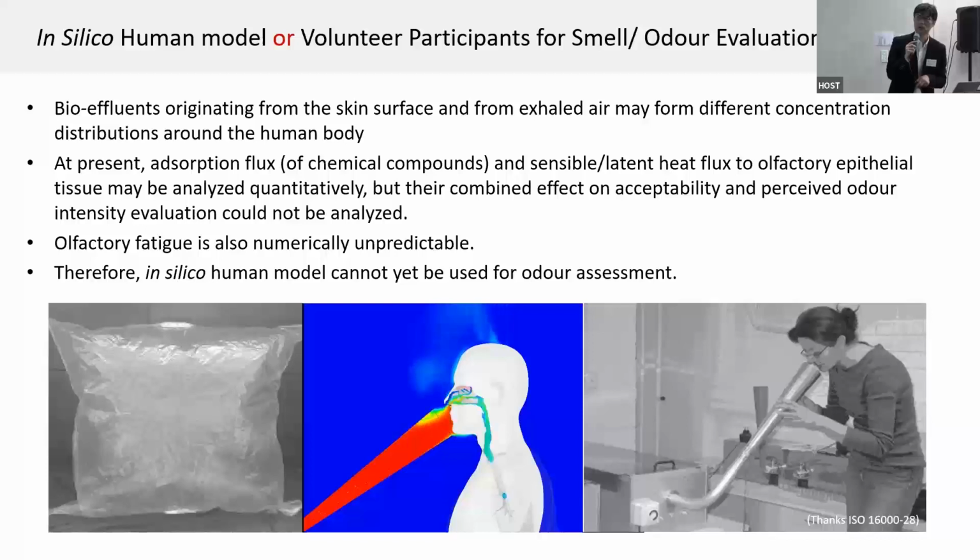At present, adsorption flux of chemical compounds and sensible and latent heat flux to olfactory epithelial tissue may be analyzed quantitatively, but their combined effect on acceptability and perceived odor intensity evaluation could not be analyzed so far. And olfactory fatigue is also numerically unpredictable, and also the adaptation is not predicted here. Therefore, in silico human model, computer simulated person, cannot yet be used for odor assessment, and we need to conduct subjective evaluation. That's all my talk. Thank you very much.